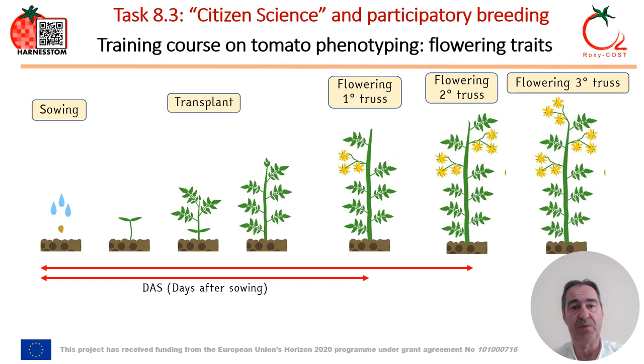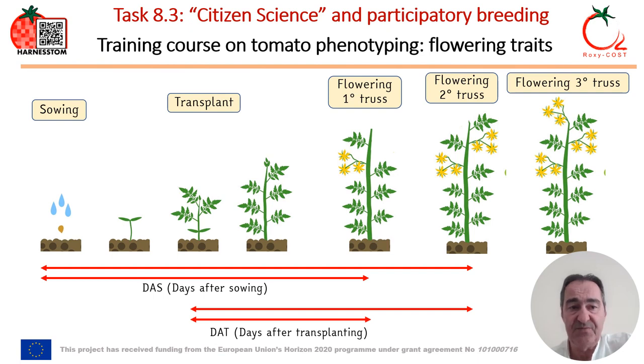In this way, the flowering time will refer to the first inflorescence, and it will be expressed as days after sowing, DAS. An even more simplified way to express flowering time is to refer to the transplanting date, provided that plants are transplanted at a uniform developmental stage. Thus, the variability in germination power and seedling development is avoided. In this case, flowering time can be expressed as days after transplanting, and referred to the first or the second inflorescence, as we explained before.